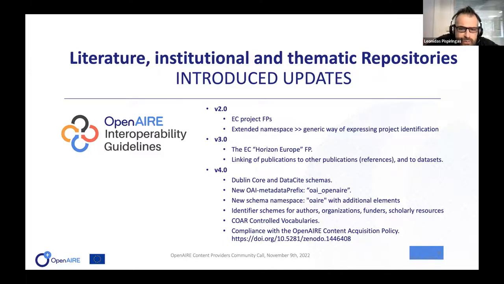And in version 4, we have introduced the Dublin Core and DataCite schemas. We have a new OAI metadata prefix and a new schema namespace with additional elements. We have also introduced identifier schemes for authors, organizations, funders, and scholarly resources. We have also introduced the core controlled vocabularies, and we are aggregating data in compliance with the OpenAIRE content acquisition policy.